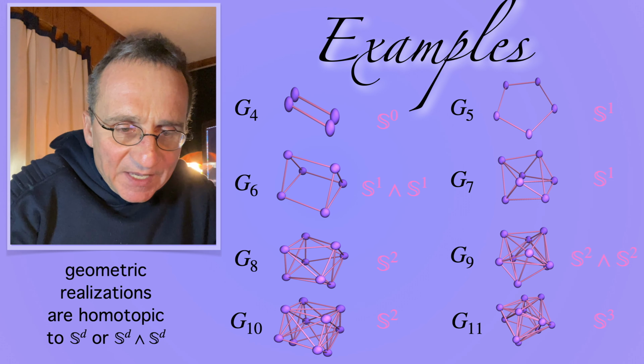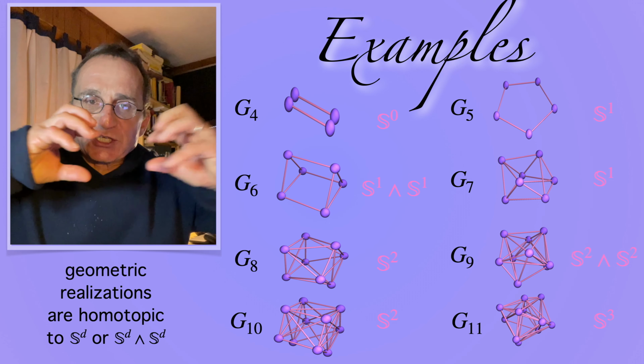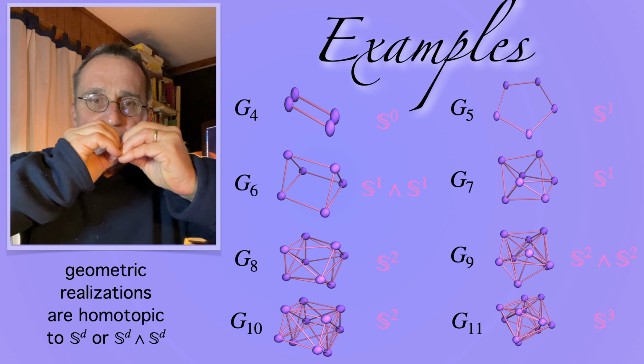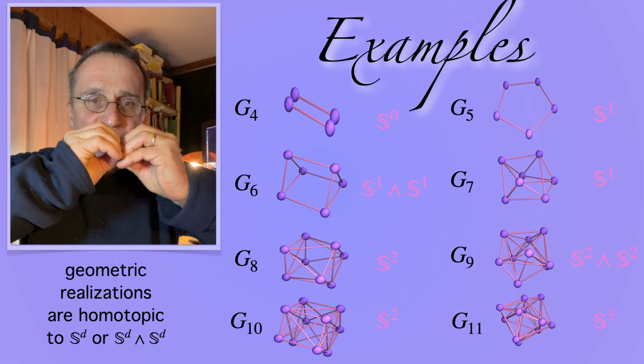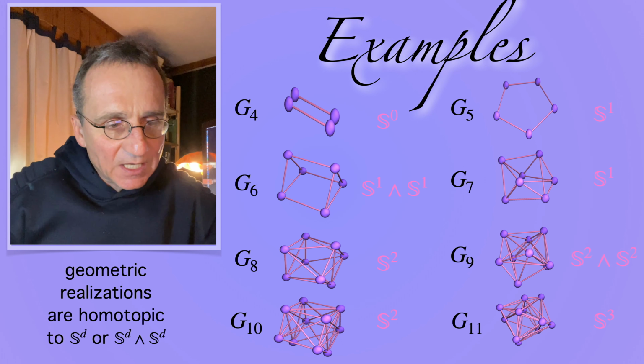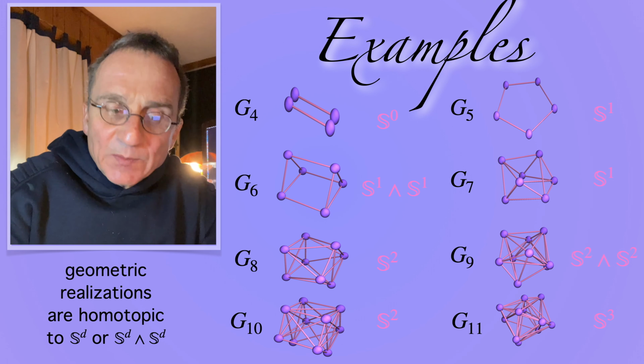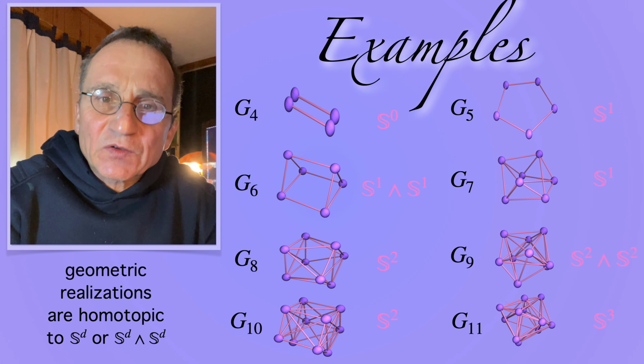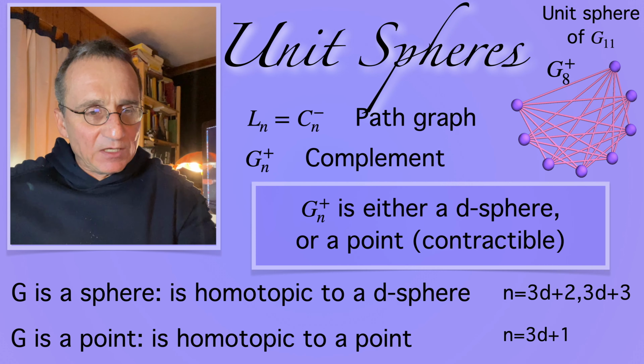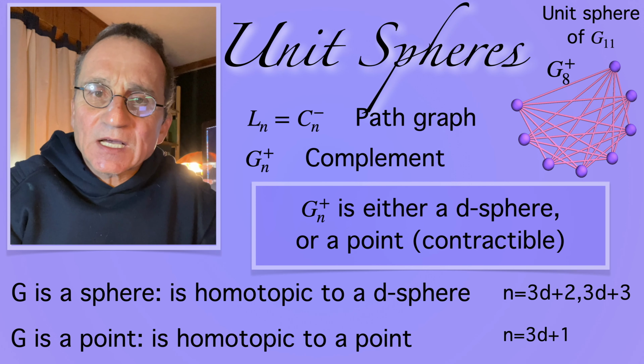G8 is already a two-dimensional sphere. G9 is now a wedge sum of two spheres, so kind of a bouquet, a sphere bouquet with two spheres touching together at the point. G10 is a two-dimensional sphere, kind of much fatter already, but still. And then G11 is already a three-dimensional sphere, and so on. That continues like this. The unit spheres are also interesting.